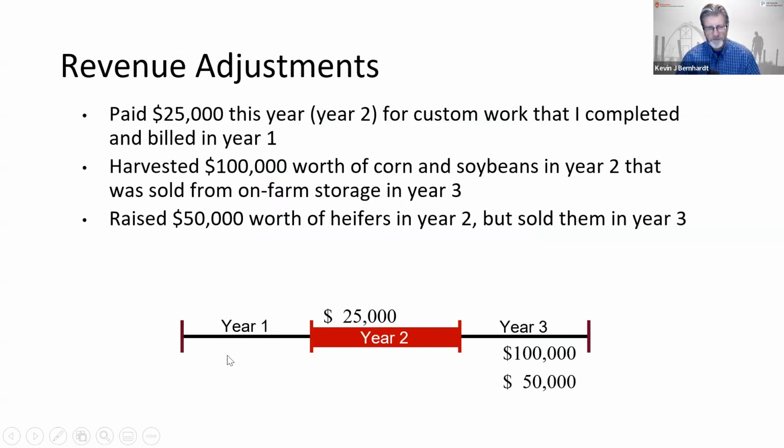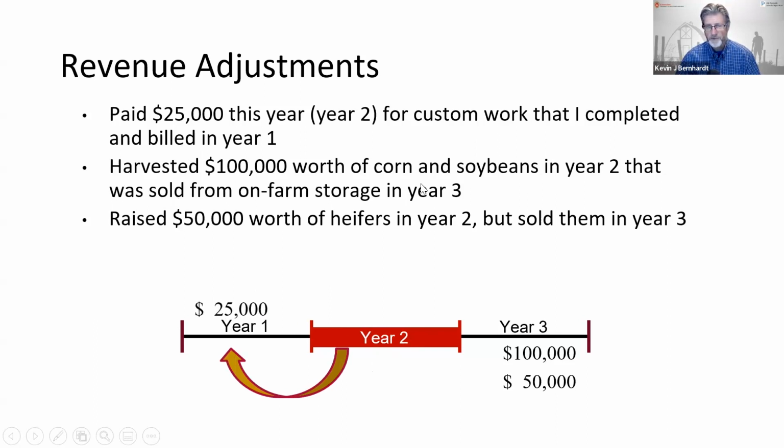So I did the $25,000 worth of work in year one, but I didn't receive my check from my customer until year two. So on the cash income statement, that $25,000 is going to show up in year two. However, we know that in reality, it should be in year one. So we have to adjust that cash income statement to get to a truly accrual income statement by moving that $25,000.